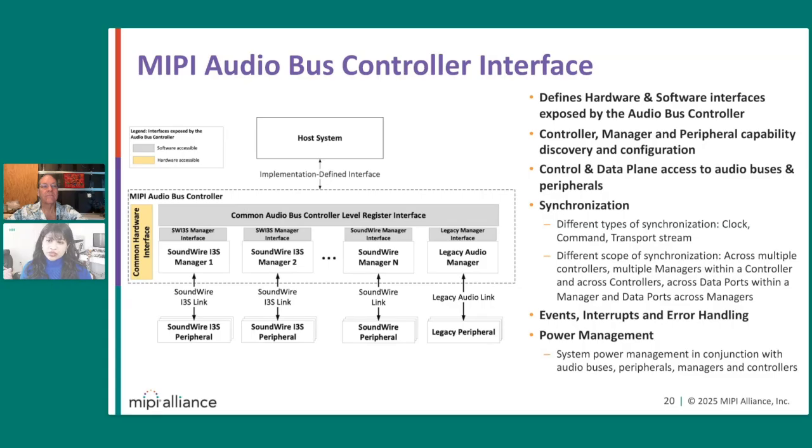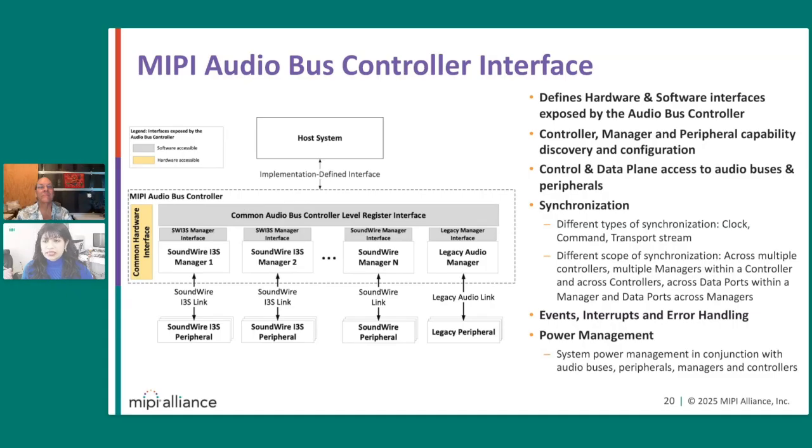So when the system boots up, the host can use the audio bus controller interface to discover how many managers are present, identify their bus types, and then enumerate the peripherals attached to each bus. And once all the managers, buses, and peripherals are discovered, then the host configures each manager and its peripherals using the same unified command structure. And the specification will also define how the host system can access both the control plane and data plane of the audio buses and the components that are connected to them.